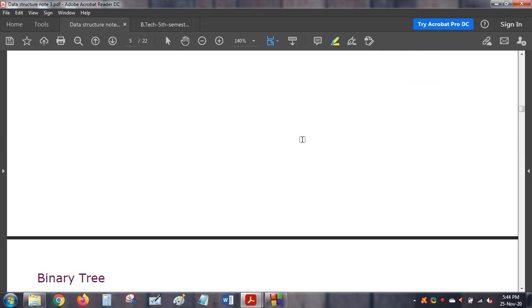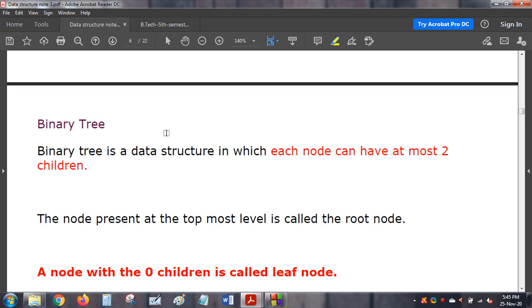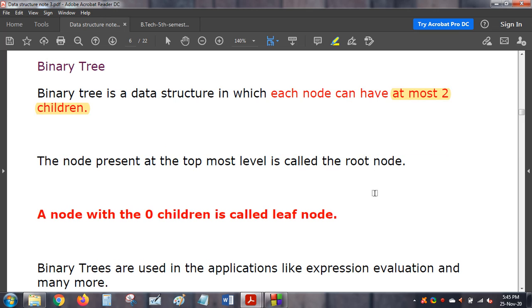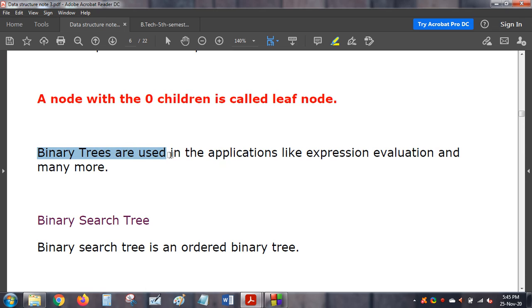Then we have the binary tree. What is a binary tree? In a binary tree, each node can have at most 2 children. So this is fixed. We call a tree a binary tree if each node has at most 2 children. The node present at the topmost level is called the root node, as we all know. A node with 0 children is a leaf node. We have already seen this. Binary trees are used for expression evaluation and many other such examples.